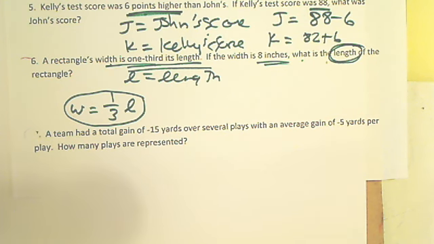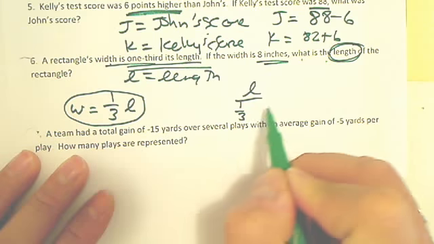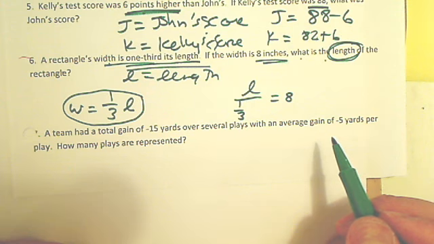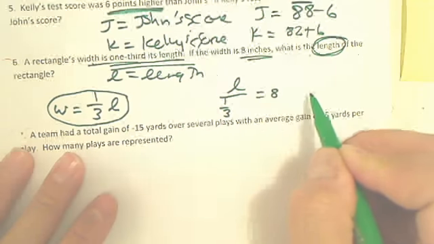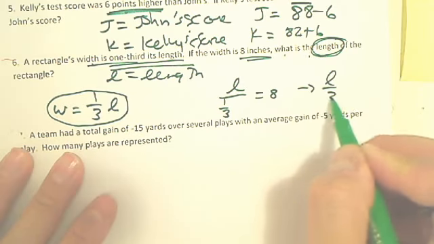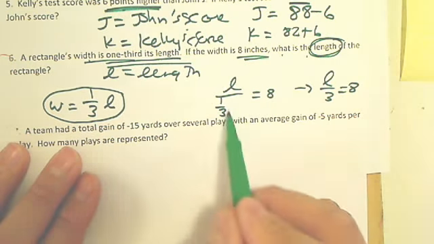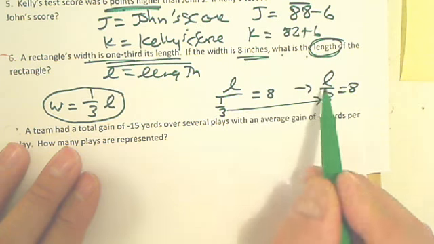You don't solve. Wait, L equals, I'm sorry? L divided by 1/3 equals 8. Alright, it would be better if you wrote it like this: L over 3 equals 8. That's okay. Yeah, just make this 3. The 1 is understood.